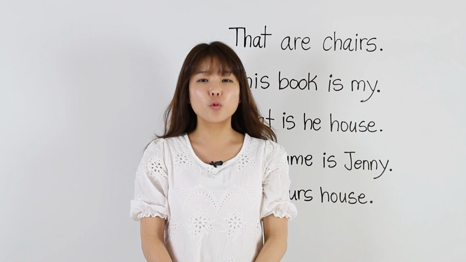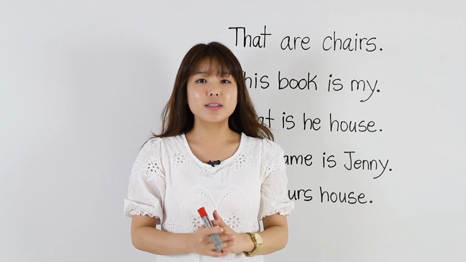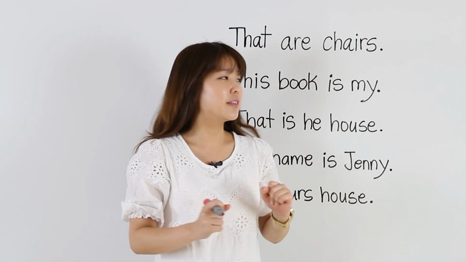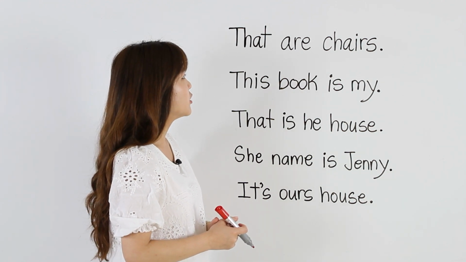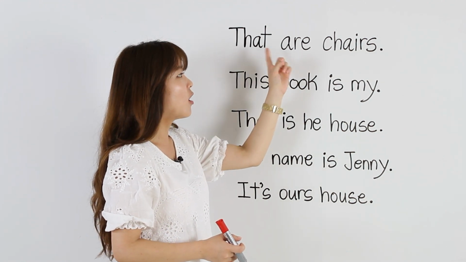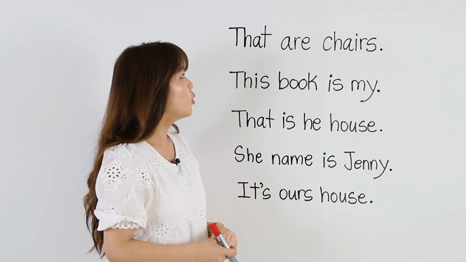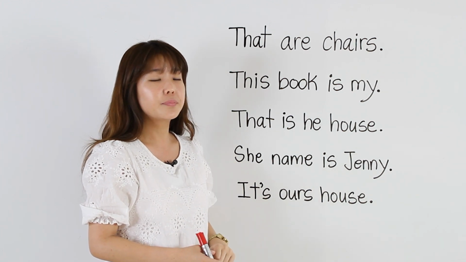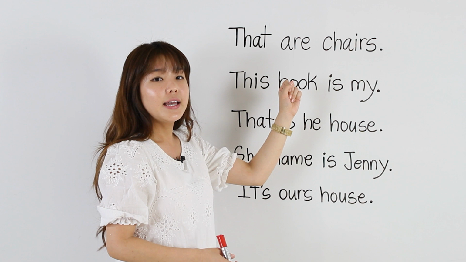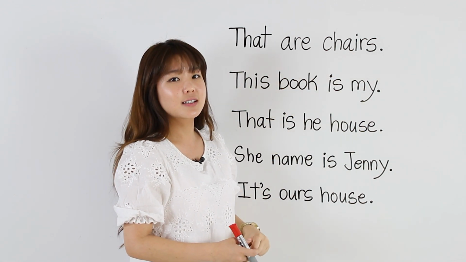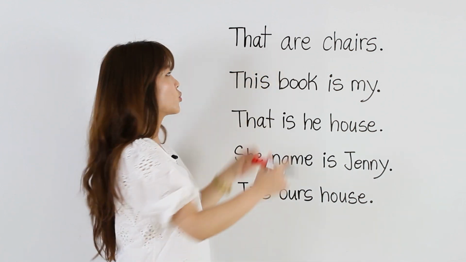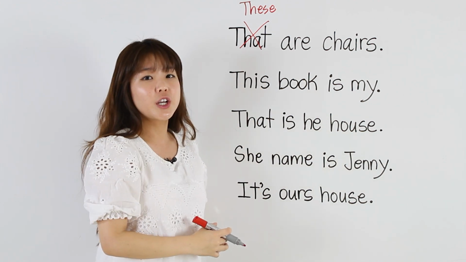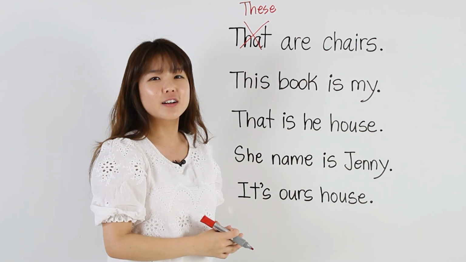For this last part, we're going to look at these sentences, but they're all wrong. They all have mistakes, so you have to find the mistakes for me. Okay, so the first one says, that are chairs. We know that's wrong. That is used for singular nouns, one. But it says are and it says chairs with an S. So we have to change this word. We can say these are chairs or those are chairs.